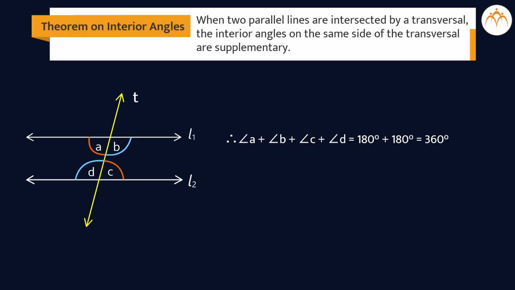Let's rearrange the equation. After rearranging, we get angle B plus angle C equal to 360 degrees minus (angle A plus angle D). If the sum angle A plus angle D is greater than 180 degrees, then 360 degrees minus (angle A plus angle D) is less than 180 degrees. Therefore, the sum angle B plus angle C would be less than 180 degrees.